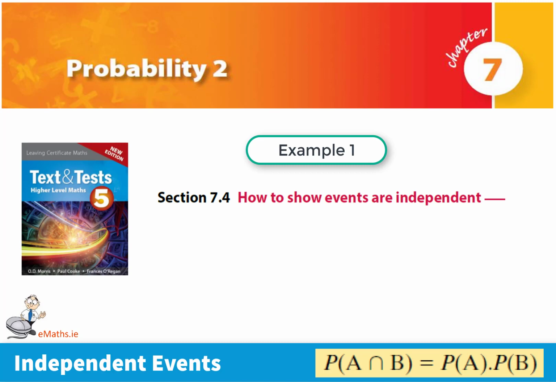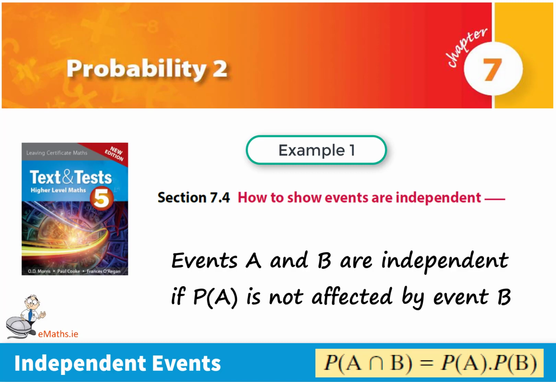How to show events are independent, example 1. Two events, A and B, are said to be independent if the probability of A happening is not affected by the event B happening. Also, if two events are independent, they would follow this multiplication rule for independent events that says the probability of A and B happening would be equal to the probability of A multiplied by the probability of B. We're going to use this to show if events are independent or not.